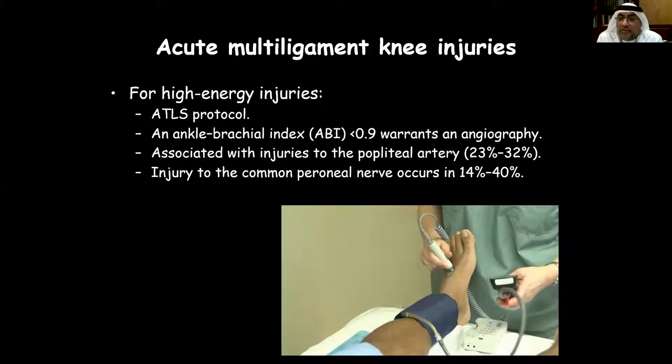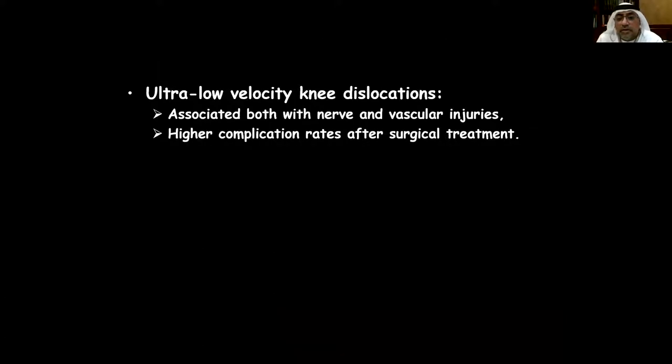It's between 23 to 32%. Also, it's common to have an injury to the common peroneal nerve in about 14 to 40% in different studies, with an average of 35%. And as I said earlier, in the ultra low velocity, we have to remember that it is associated with both nerve and vascular injury and higher complications even after treatment.